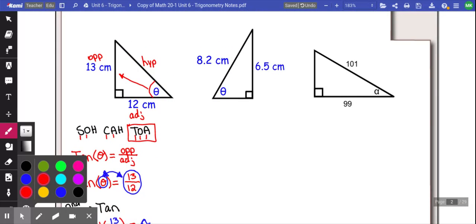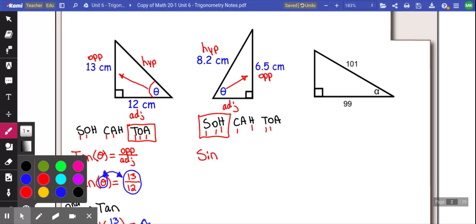Cool. Let's do this one. So, first things first, we label our triangle. This is hypotenuse. Across from the angle I know is my opposite. Third one is adjacent. I do my checklist. Sohcahtoa. I put checks under S, C, T. I also put checks under O and H because those are the 2 sides I know. That tells me to use sine. The formula for sine is sine of theta equals opposite over hypotenuse.